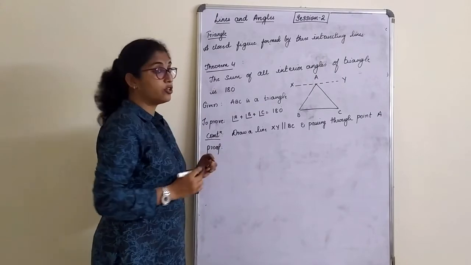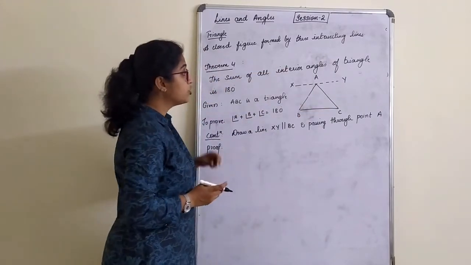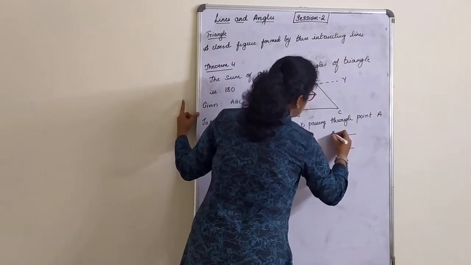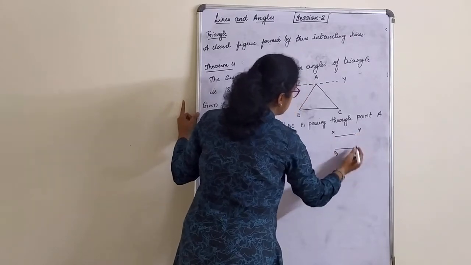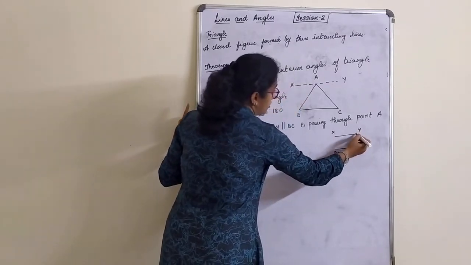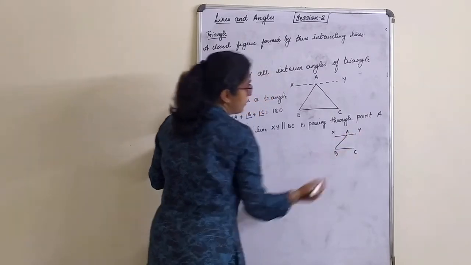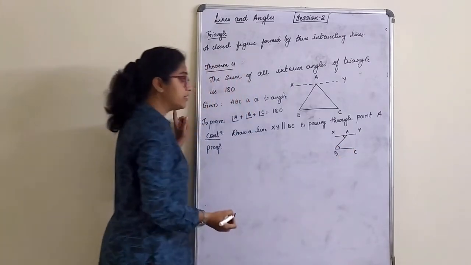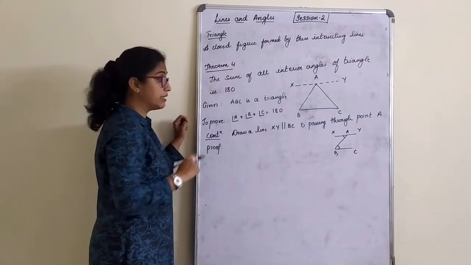Now here, when I talk about a proof, XY is parallel to BC, right? So if XY is parallel to BC, just see here. This is X, Y, and this is BC. And if I just draw this line, this is my A. Is this a Z formation? Are these two angles equal? Yes. What are they? They are a pair of alternate angles.